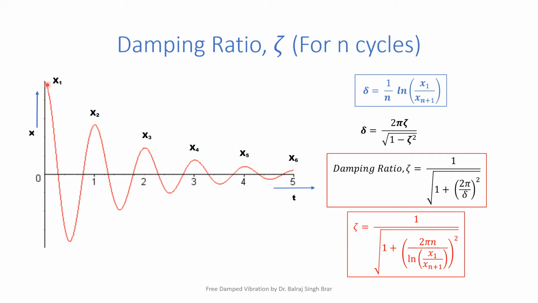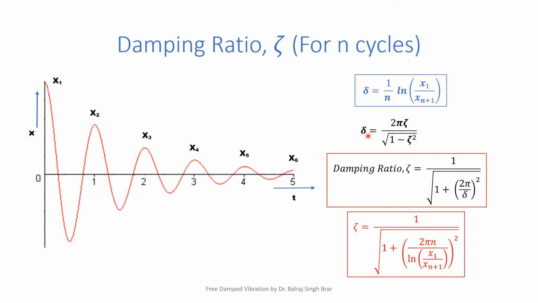Suppose we know the amplitude at the start of the vibrations, which is x1, and say we know the amplitude after 4 cycles, which is x5. Then we can find out the logarithmic decrement delta, which is equal to 1 by n natural log of x1 to xn plus 1, meaning after n cycles. In the present case, after 4 cycles, it will be x5.